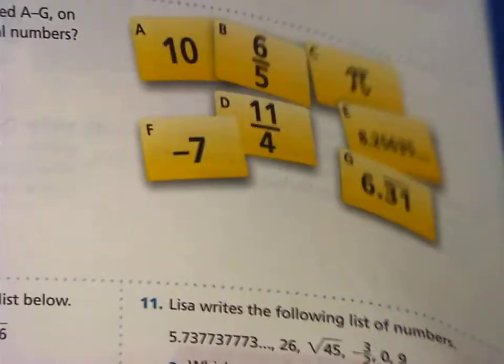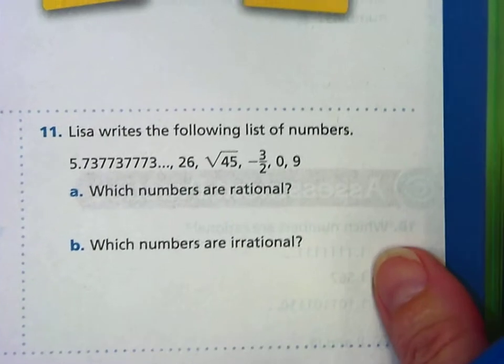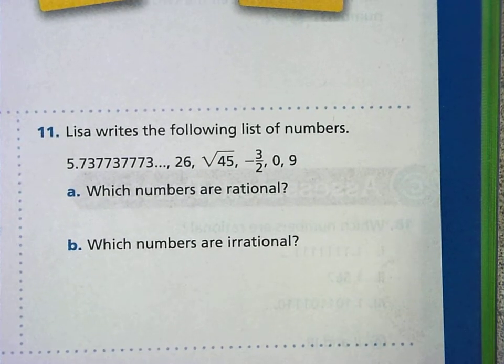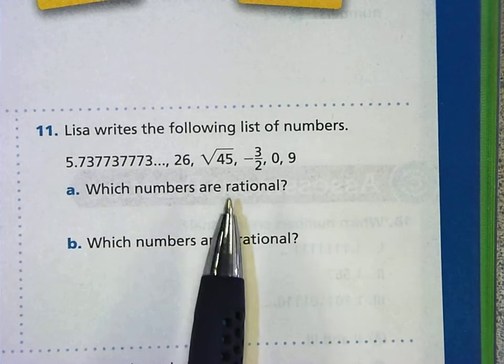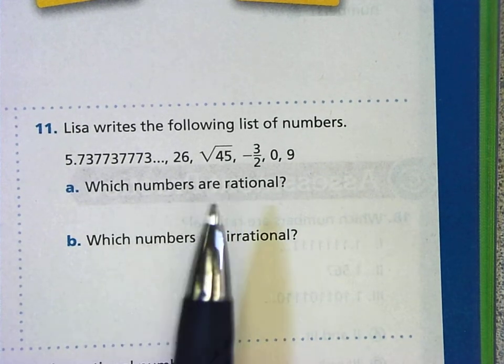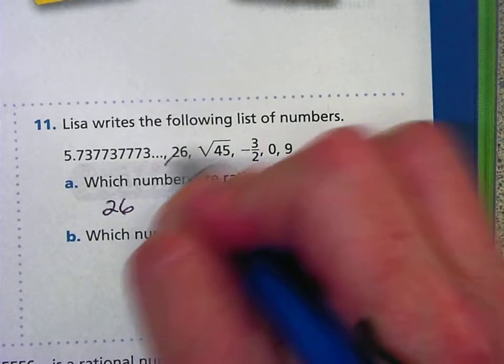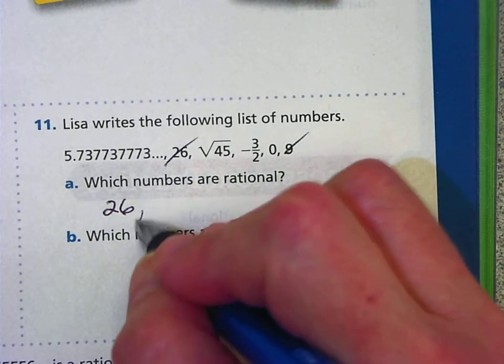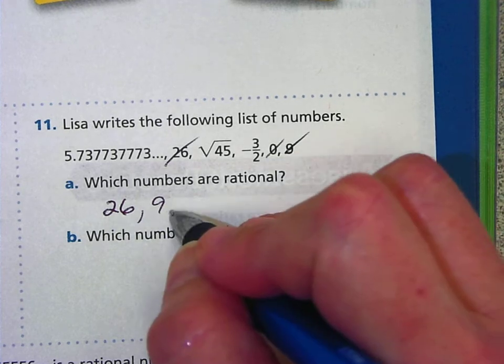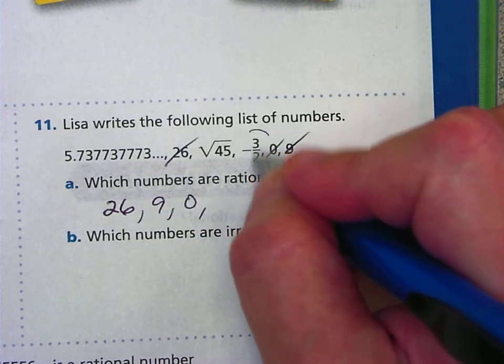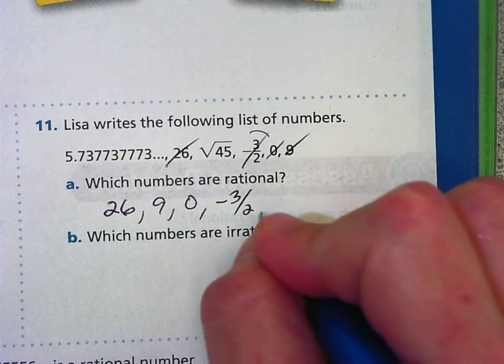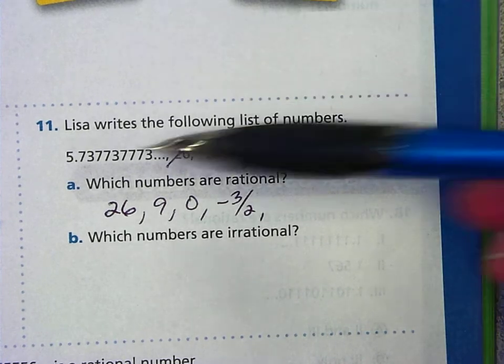Okay, let's take a look at page 17. Let's try another one. Let's take a look at number 11. Let's classify this list as rational or irrational. Okay, so which numbers are rational? I'm going to go down this list. Whole numbers are rational, so 26, 9. 0 is a rational number. Fractions are rational, so negative 3 halves. Now, the rest are irrational.